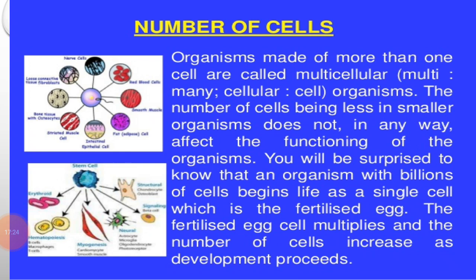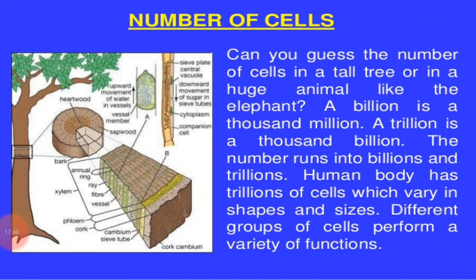Now you will be surprised to know that an organism with billions of cells begins life as a single cell, which is a fertilized egg, and that fertilized egg is what? Zygote. So the fertilized egg multiplies, the number of the cells increases, and the development process proceeds this way in case of multicellular organism. So this is about the number of the cells.